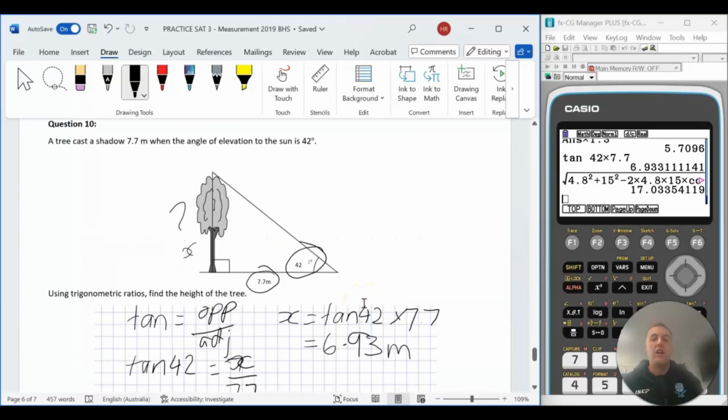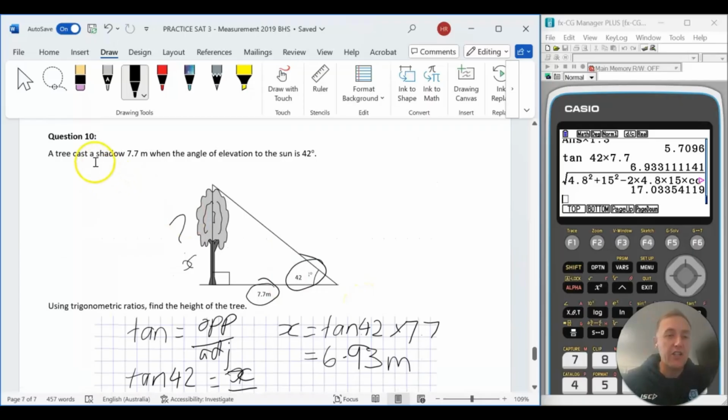All right. Question number 10. A tree casts a shadow of 7.7 meters when the angle of elevation to the sun is 42 degrees. All right. Using trigonometric ratios, find the height of the tree.